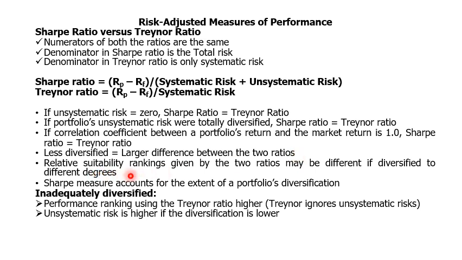So if you consider three portfolios, the relative suitability rankings given by the two ratios may be different if they are diversified to different degrees. We can say that the Sharpe measure accounts for the extent of a portfolio's diversification during the measurement period. If a portfolio is inadequately diversified, its performance ranking using the Treynor ratio is likely to be higher than its ranking using the Sharpe measure, because the Treynor ratio ignores unsystematic risk. As we know, unsystematic risk is higher if the diversification is lower, all else being equal.